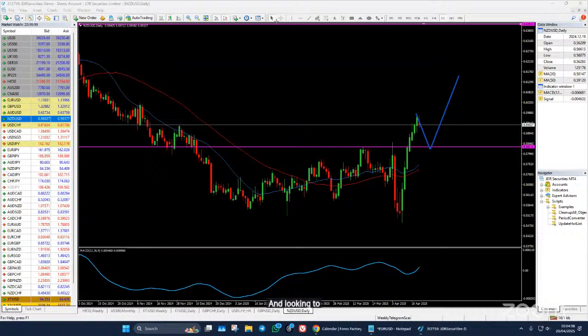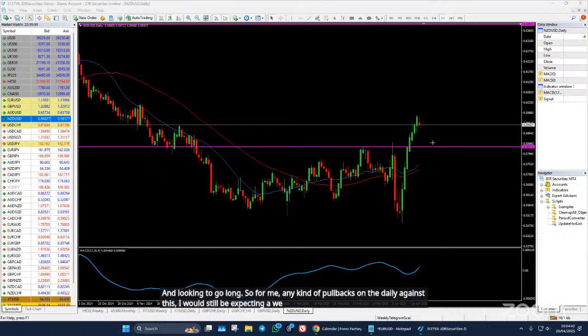So for me, any kind of pullbacks on the daily against this, I would still be expecting a weaker dollar for now. So any kind of pullbacks, I'd be looking for potential long opportunities, buy opportunities to the upside.